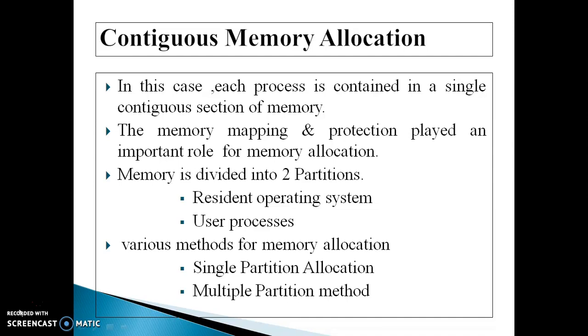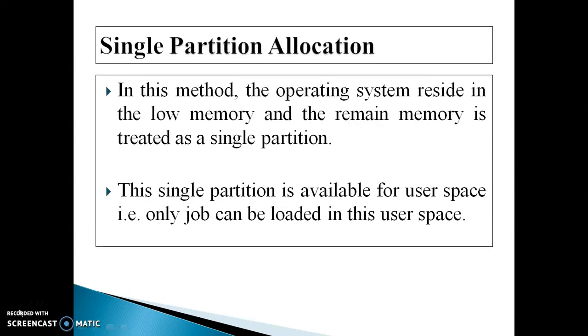The memory mapping and protection play an important role for memory location. Generally, memory is divided into two partitions, that is, the resident operating system and user processes. But based on the memory allocation, there is the single partition allocation method and the multiple partition allocation method.